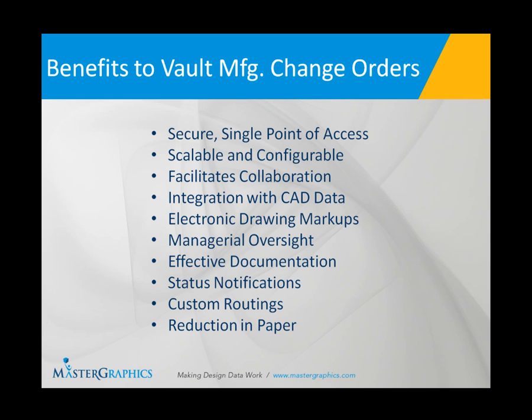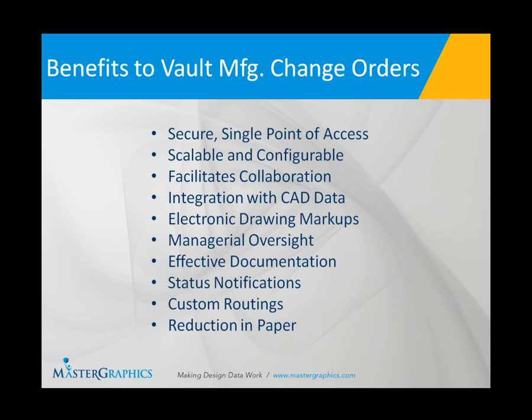Some of the benefits to a change order or electronic change order process through Vault Manufacturing is there's a secure single point of access. There aren't multiple applications needed to be able to manage that change. There's one location that I log into with my credentials so that I can get to that change order.